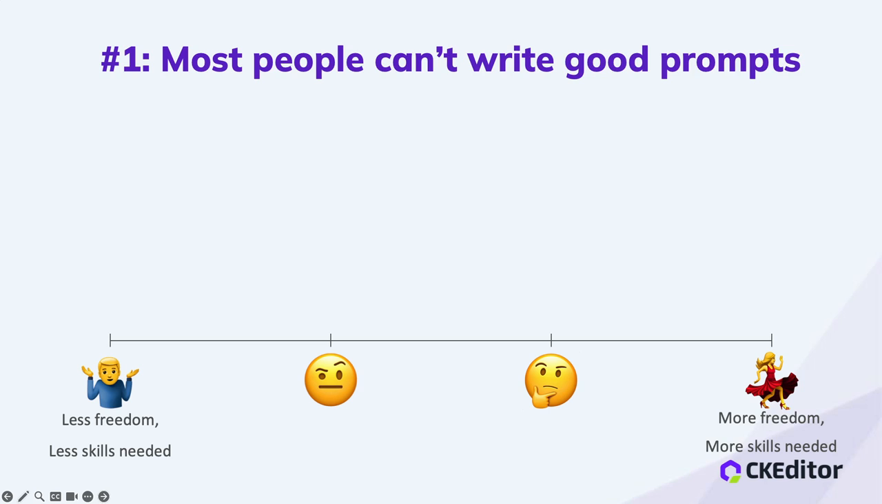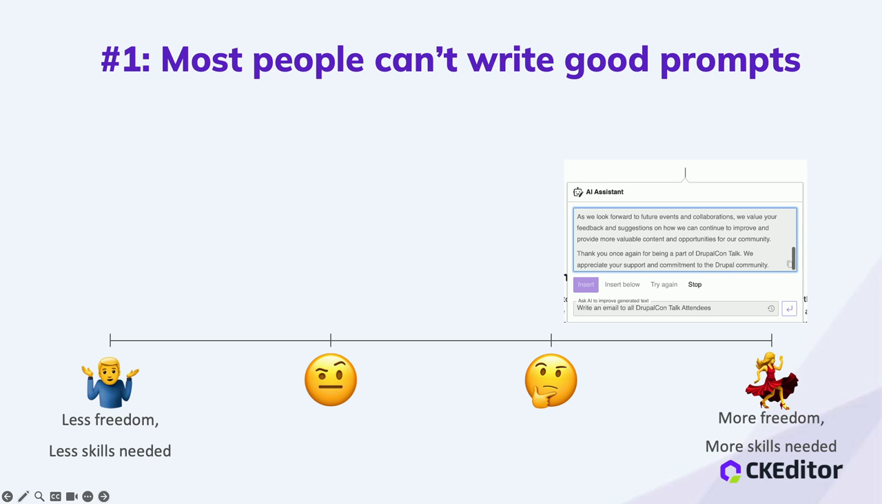So we realized that some of these people would like more freedom with their AI assistant. More skills are needed, but they want more freedom. Those who don't know much about AI have lesser freedom, but they also need less skills to do this. So for the folks who are comfortable writing prompts, we said we'll give them an AI dialogue box. Just like your usual ChatGPT, they can do what they want with it, write in a prompt, and spit out a piece of text.